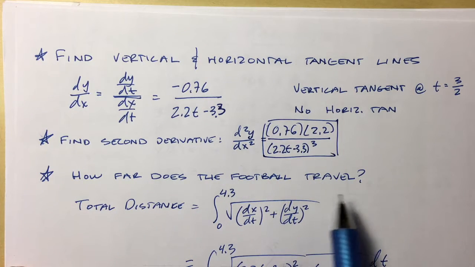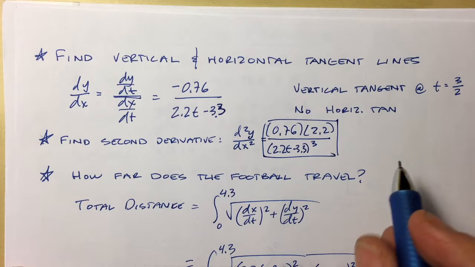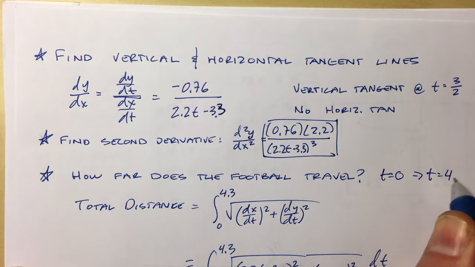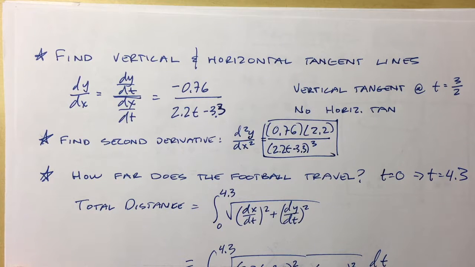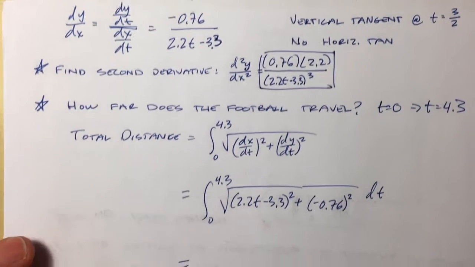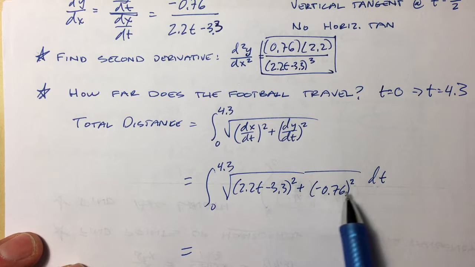Okay, how far does the football travel? Well, we're going from t equals 0 to t equals 4.3 seconds, which is how long that play is. This is the formula for arc length in parametric. You're just taking the derivative of each component, squaring it, and we then integrate the square root of that. It's just the Pythagorean theorem, very simple. So here I've got it figured out.